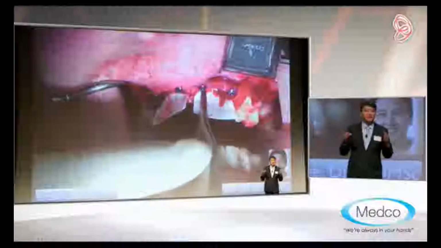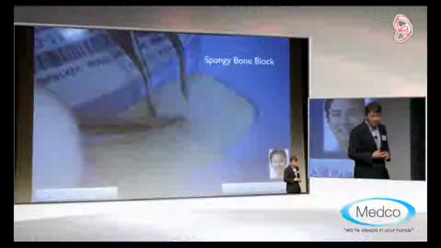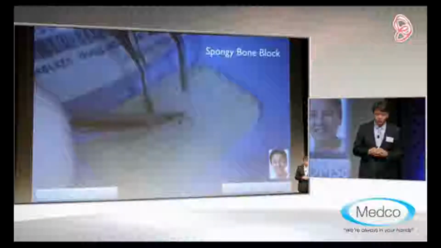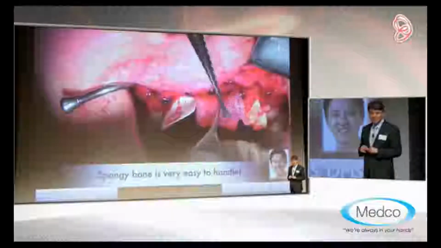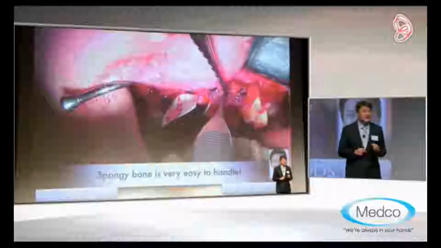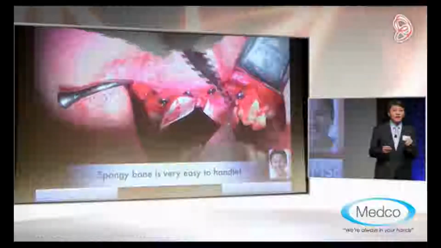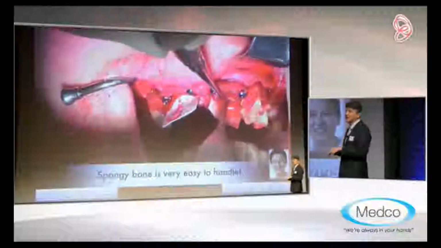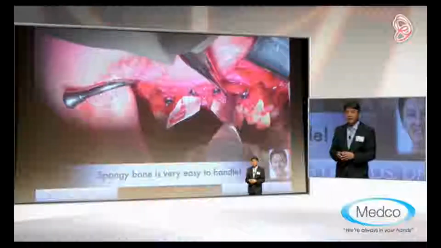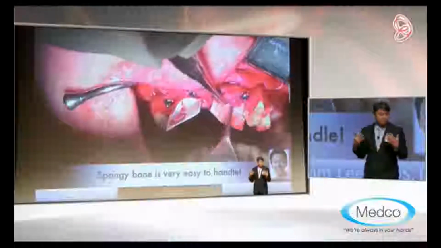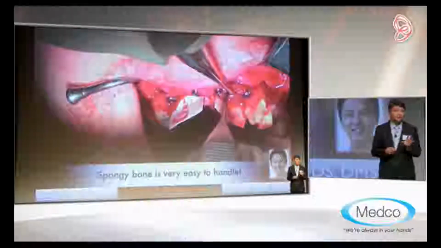And because we're not making any vertical incision, there's less bleeding, and primary closure is much, much easier. So here I'm placing 2 pericardial membranes, and we hydrate the bone in clindamycin for 10 minutes. As you can see, because it has memory, because it is like a sponge, foam, we are able to insert this bone inside the flap. And later on, it will have a memory and it will make its own shape. And because of the handling, this bone graft material completely changed the way we practice dentistry.